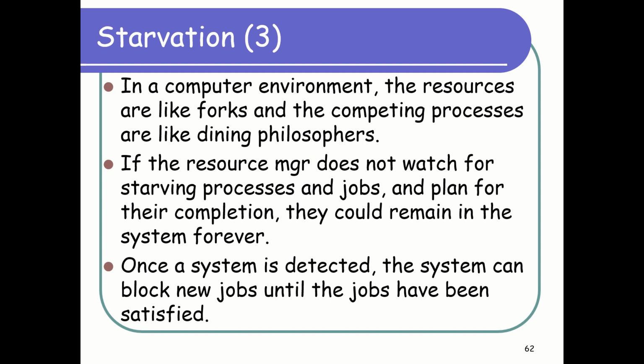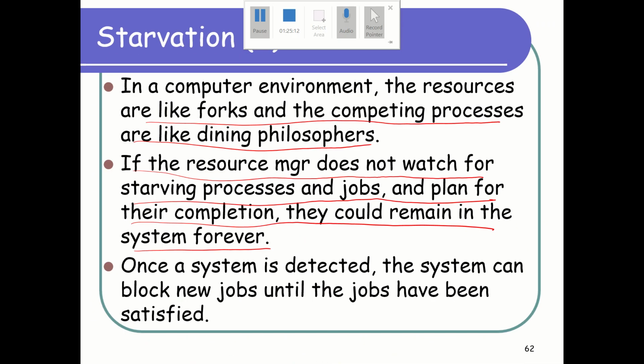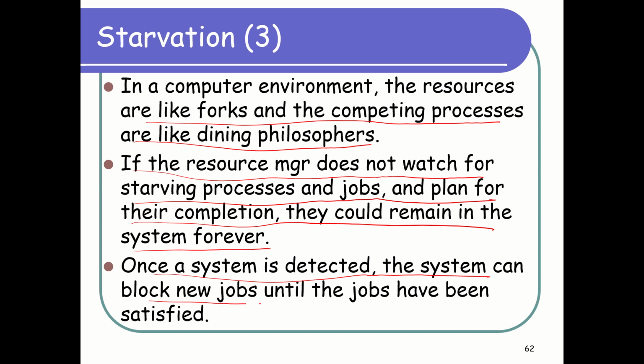So in a computer environment, the resources are like forks and the computing processes are like dining philosophers. If the resource manager does not watch for starving processes and jobs and plan for their completion, they could remain in the system forever, never completing, never having a chance. Once starvation is detected, the system can block new jobs until the starving jobs have been satisfied. You can also use the aging factor. So that's it for today. Thank you very much.